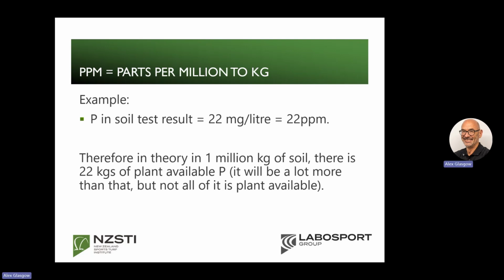Okay, so parts per million into kilograms. Just an example here, if we have a phosphorus result from a soil test, it says 22 milligrams per litre, which equals 22 parts per million. So therefore, in theory, if we've got 1 million kilograms of soil, there will be 22 kilograms of plant available phosphorus. It will actually be more than that, likely a lot more, but not all of the phosphorus present will be plant available. That's what the soil test result is looking to do, just extract the plant available material.